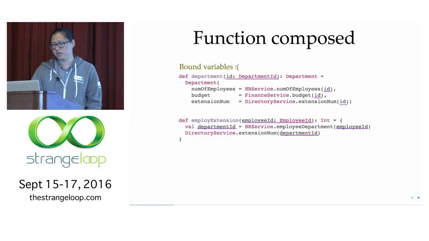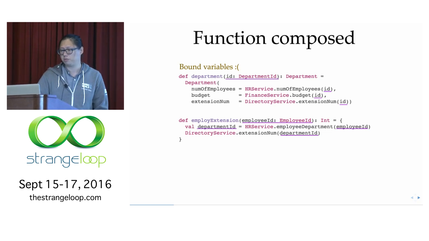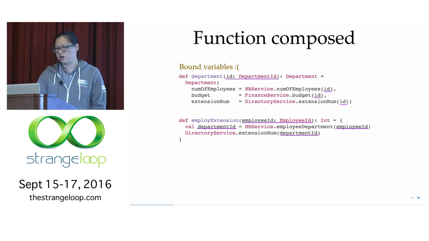The problem is that you have bound variables, right? I mean, we are doing functional programming. Why do we need all this? The first one, you have to pass the ID to all the services, get the values out, and then put them into a department. The second one, you have to first call the employee department function, and then you get a department ID, and then you call the directory service's extension number method to get the extension out.